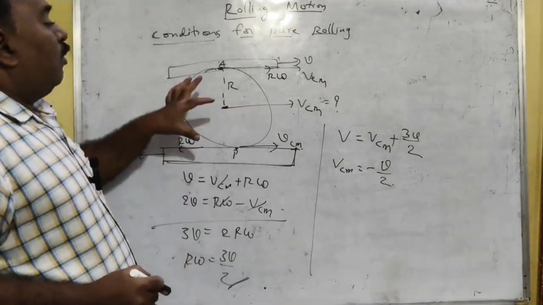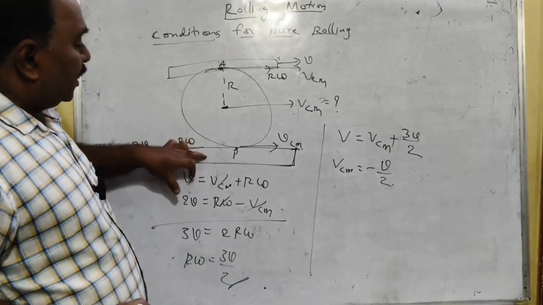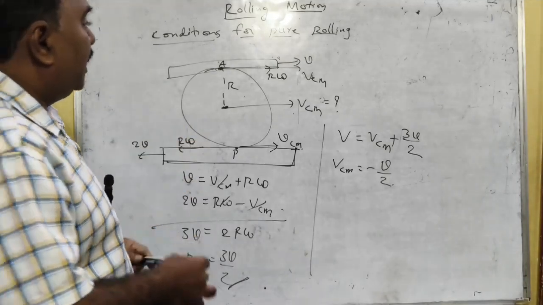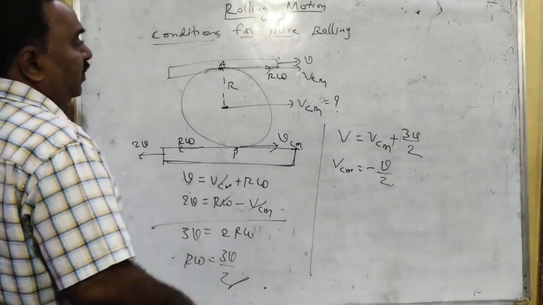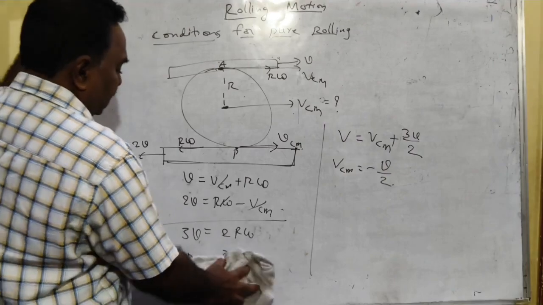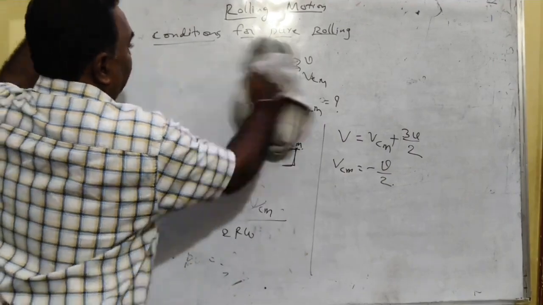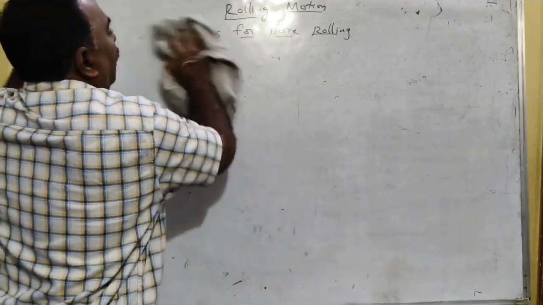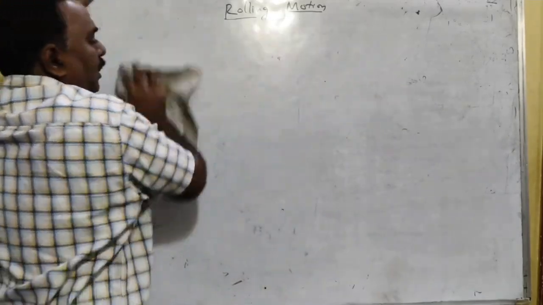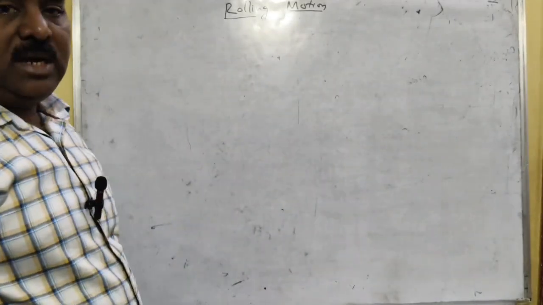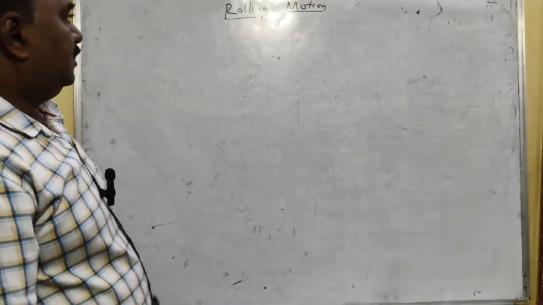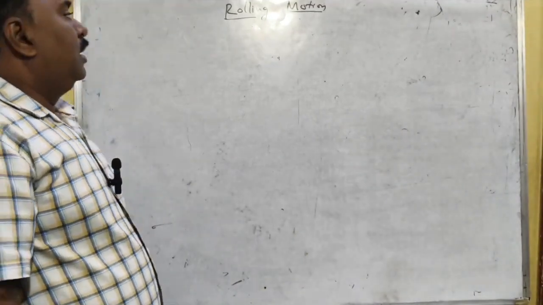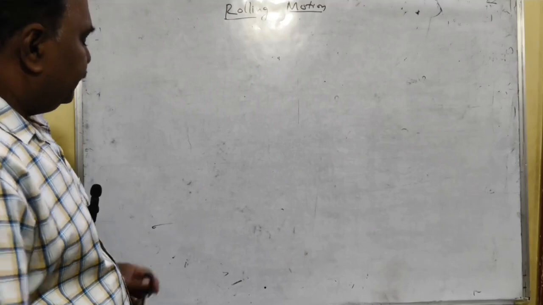So this way we will understand whether the bottom surface is in motion, how the velocity of the center of mass will be affected, and its direction changes. We will understand this in this example. Similarly, we understand the velocities in case of pure rolling motion.